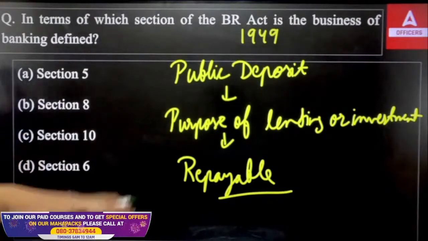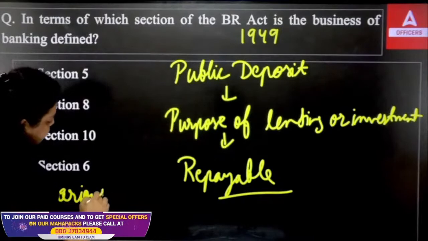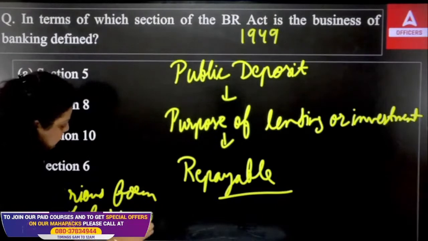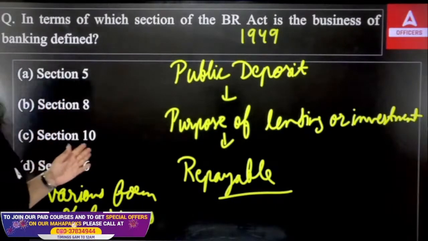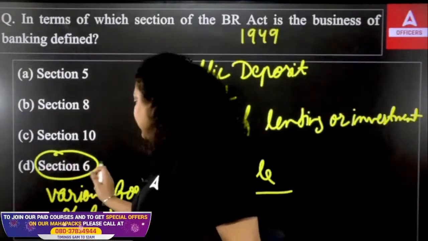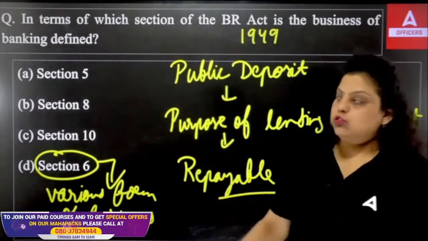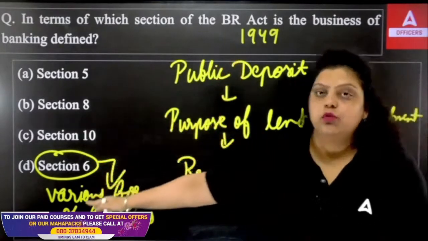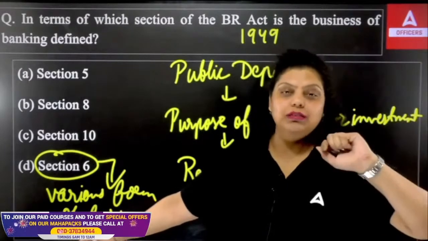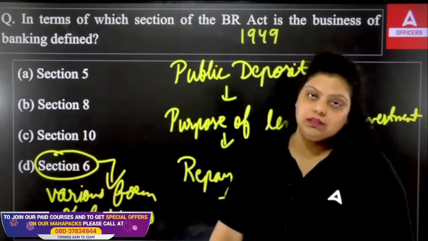Now these are the business of banking, but apart from that, various forms of business are provided by banks. Right? Banks are not only providing these services, they are providing more than these services also. So the various forms of business that the bank performs is defined under Section 6 of the same Act, Banking Regulation Act. So apart from this business of banking, what other forms of business does the bank perform? Like providing demat account, insurance policy, mutual fund, etc. So these are the various types of business that banks provide, and this is defined under Section 6.